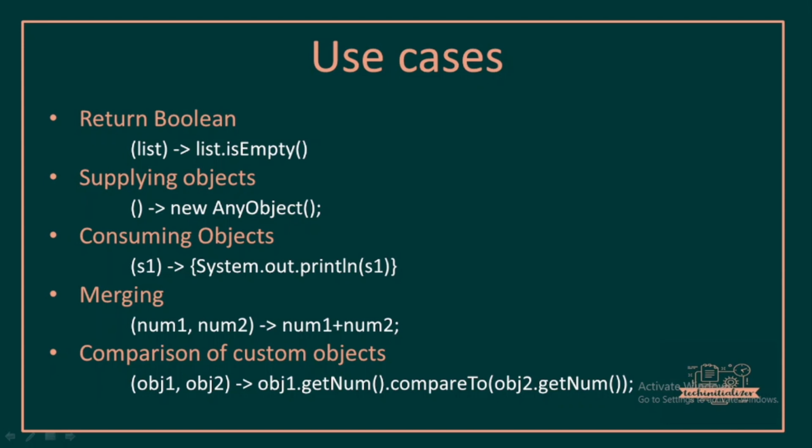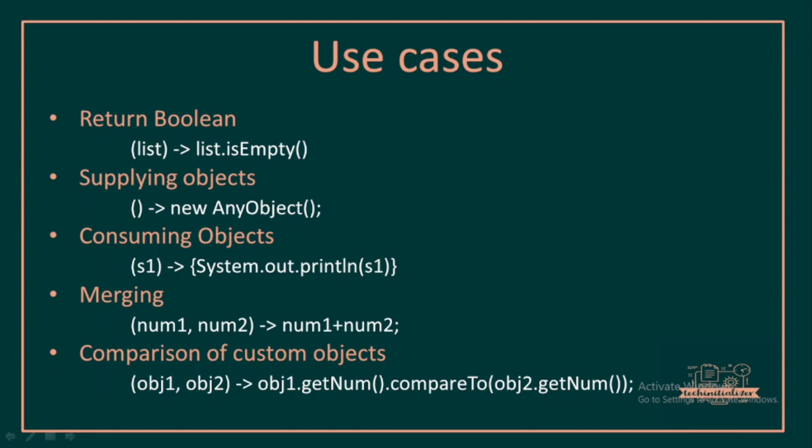The next use case can be consuming objects. Here, as you can see, I'm taking s1 as an argument and I'm just consuming it using the System.out.println statement. So I'm just consuming a string and printing it on the console. I'm not returning anything here. The next use case can be merging. For example, I want to pass a number of arguments and I need to modify those arguments by applying some operation. Here I'm passing two numbers and I'm returning the addition of the two numbers.